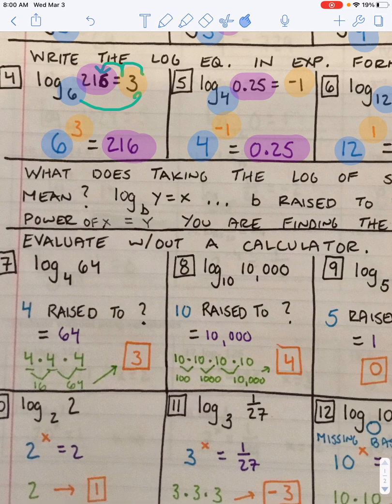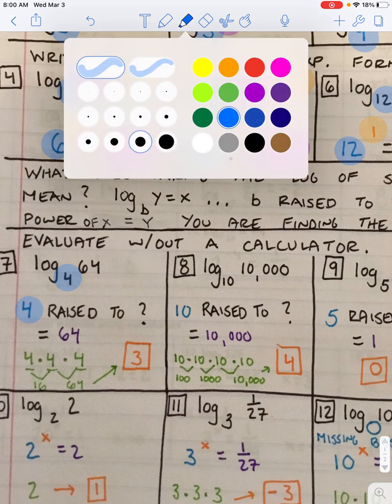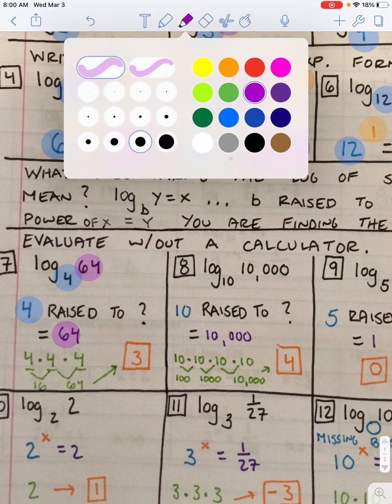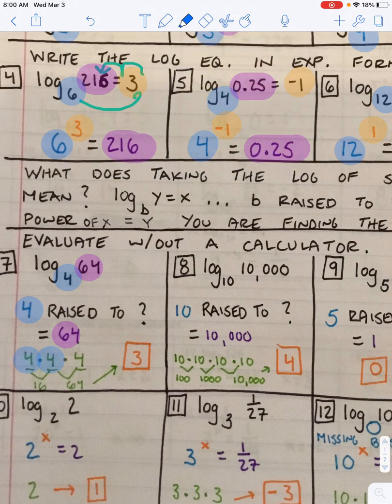So log base 4 of 64. So what does that mean? It means 4 raised to what power is going to give us 64. So if we take our 4 and we do 4 times 4, we know we have 16. 16 times 4 gives us 64. So how many times did I have to multiply 4 by itself to get 64? 1, 2, 3. So log base 4 of 64 is simply 3.